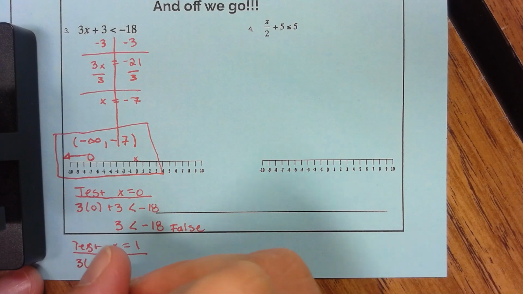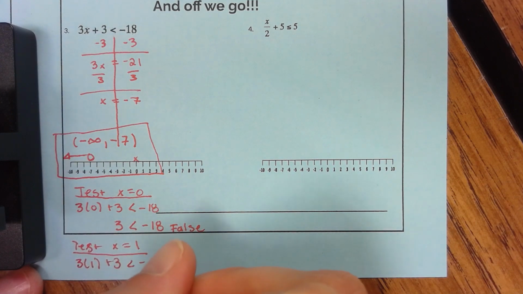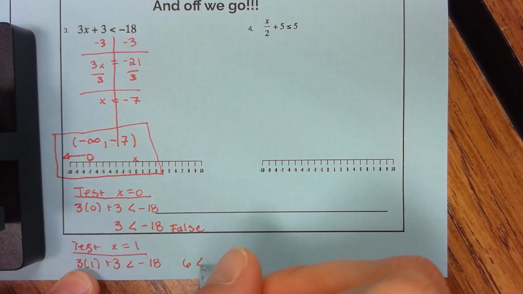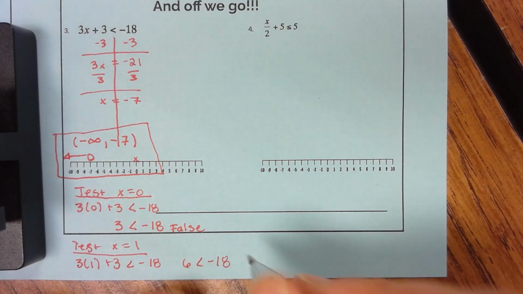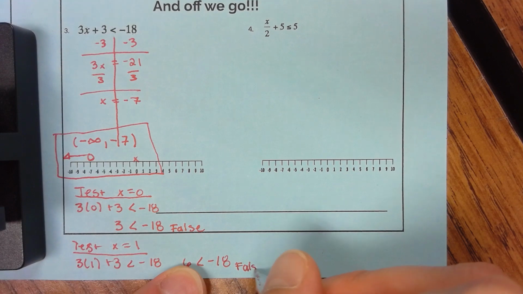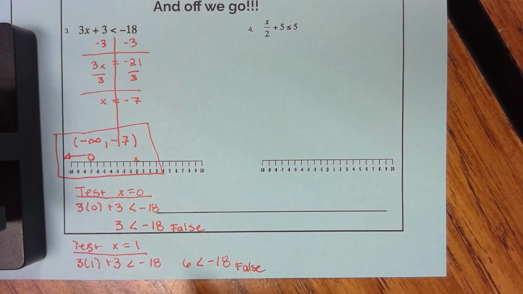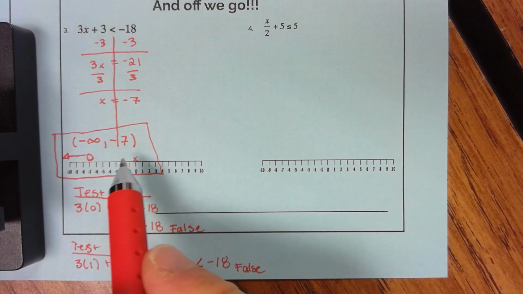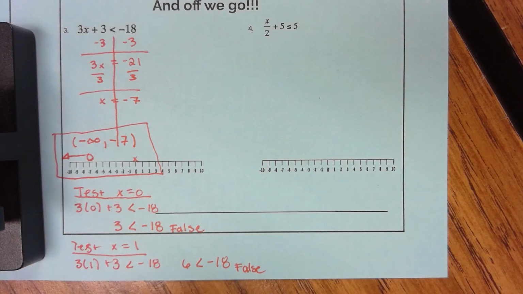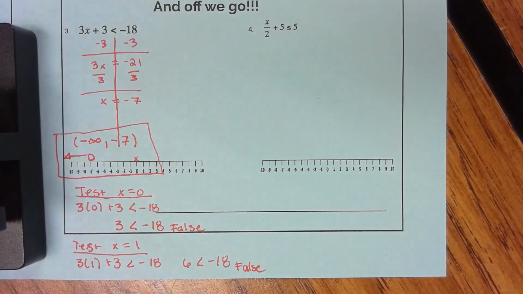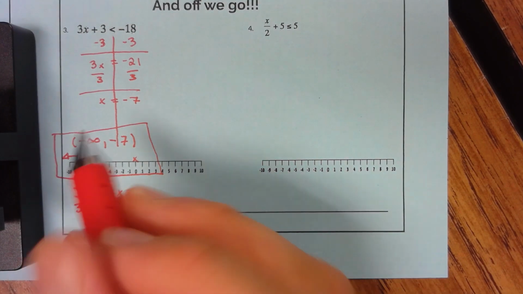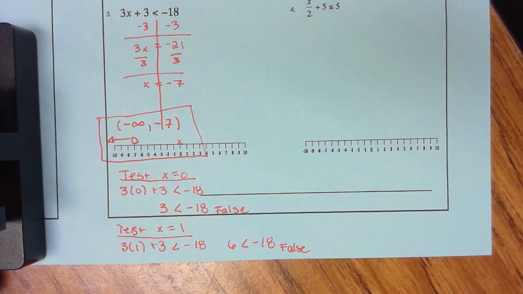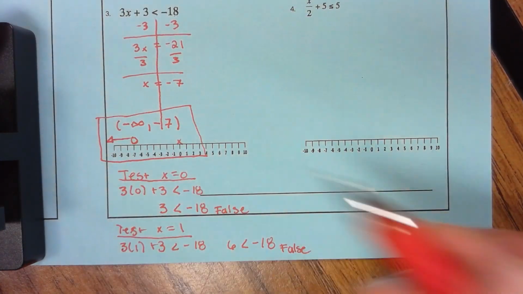So 3 times 1 plus 3, is it less than negative 18? That would be 3 plus 3, which is 6. And 6 being less than negative 18 is false. So because we're getting this to be false, that means all numbers on the right side do not make the inequality true, telling us to shade the other side of that anchor point, which is the numbers to the left. So let's say we wanted to see a true statement. Okay, if I plug in, let's say negative 10.